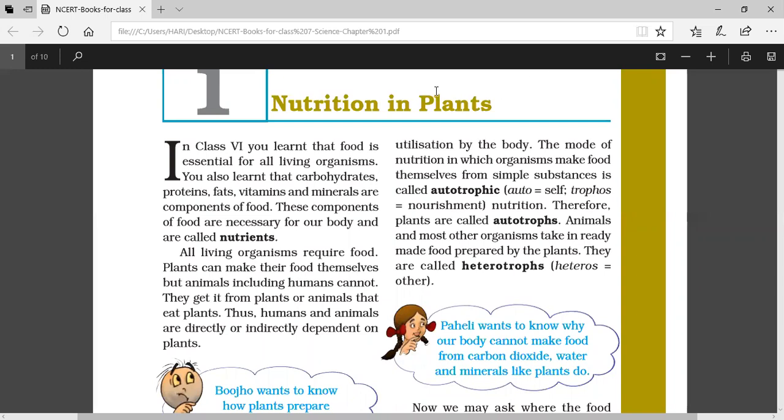Today I am going to revise the first lesson, that is nutrition in plants. Students, I hope you all have watched the video of this lesson which was sent earlier. Today we can have a quick revision of this lesson.